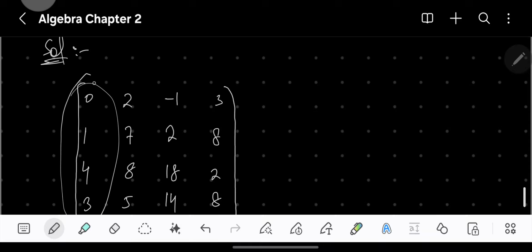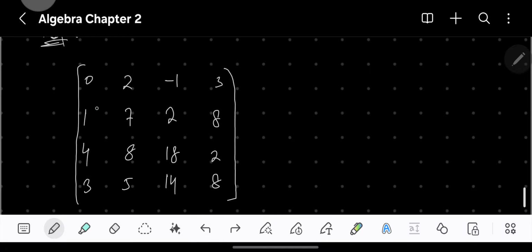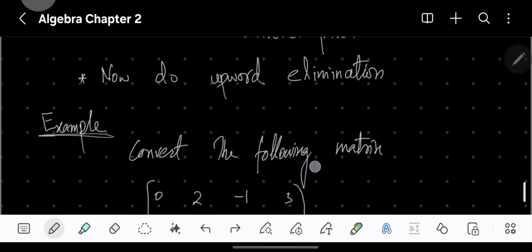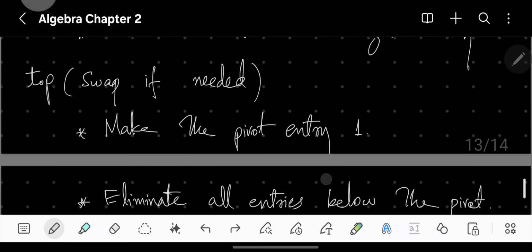Now you can check on the top, the element is 0. So we have to move a non-zero entry to the top. I can move this entry to the top, or this entry, or this entry. Which one is good? Let's look at the next step.